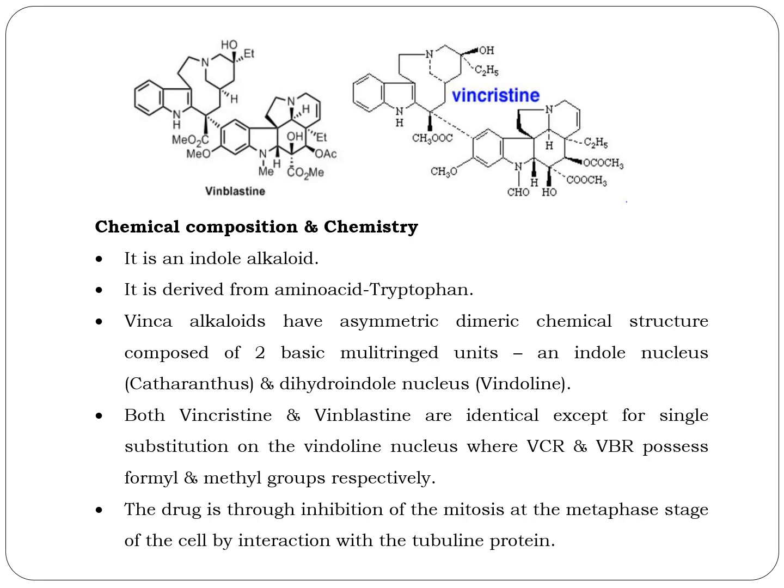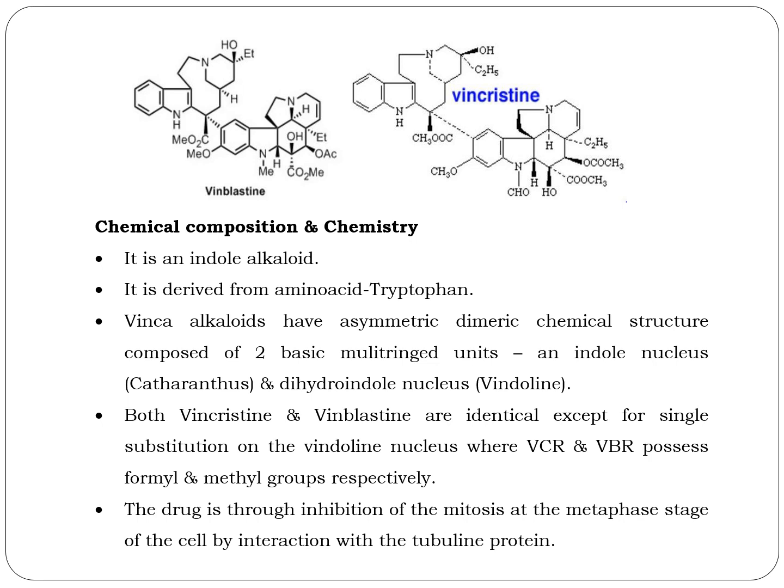Let us see the chemistry of vincristine and vinblastine. You can see the presence of an indole moiety, hence it is an indole alkaloid, derived from the amino acid tryptophan. Vinca alkaloids have an asymmetric dimeric chemical structure, where two basic multi-ringed units are combined: one is catharanthine and the other is vindoline. Both vincristine and vinblastine are identical except for a single substitution on the vindoline nucleus, where they possess a formyl group and a methyl group respectively.